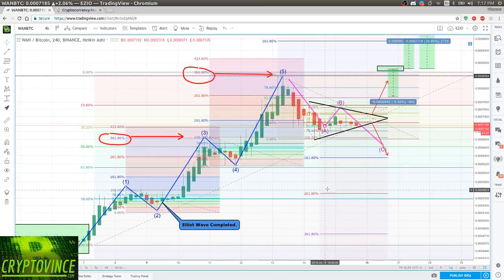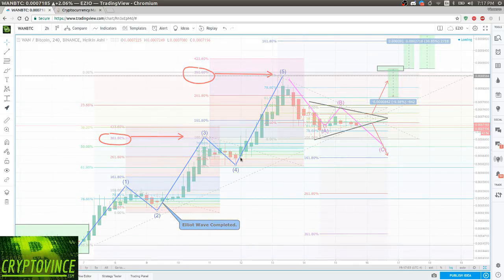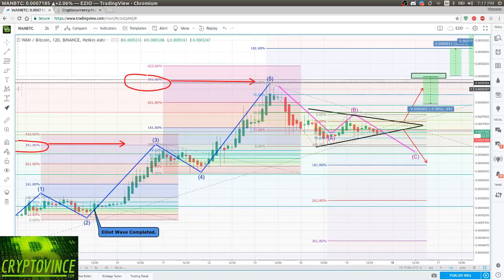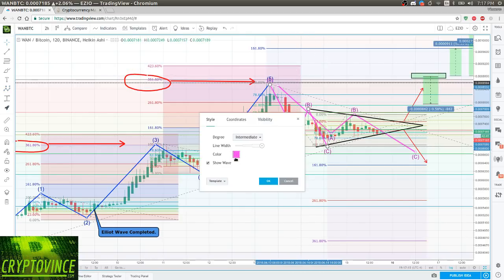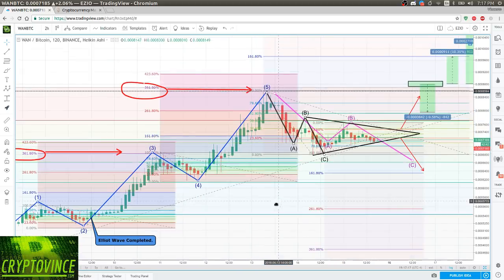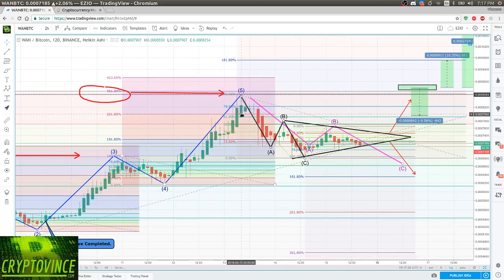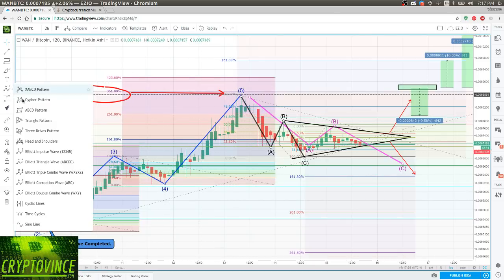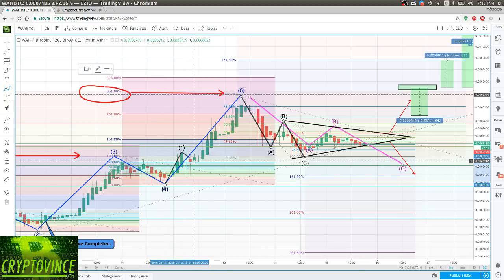Some traders and followers look at the ABC correction on the 2-hour chart, and of course there is one, and for sure it is an ABC correction right there. But that's the ABC correction of this Elliott pattern. Remember, every single Elliott pattern possibly has another Elliott pattern hidden inside it. So this ABC is the correction of 1, 2, 3, 4, 5, this small Elliott.